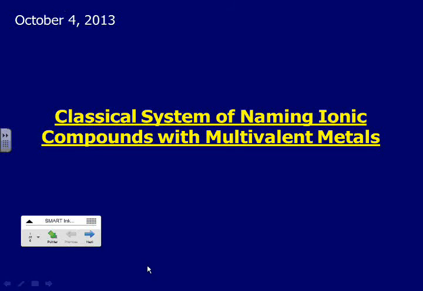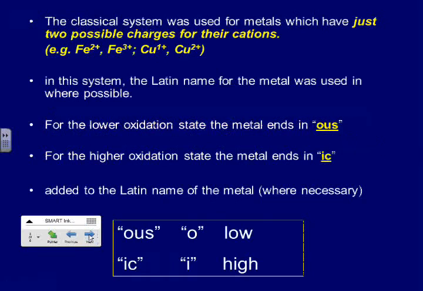Classical naming system. Now this naming system only deals with the multivalent guys on the periodic table. So all we're really learning now, just here at the end, is how to name the ones with the Roman numerals in the classical system. Okay.